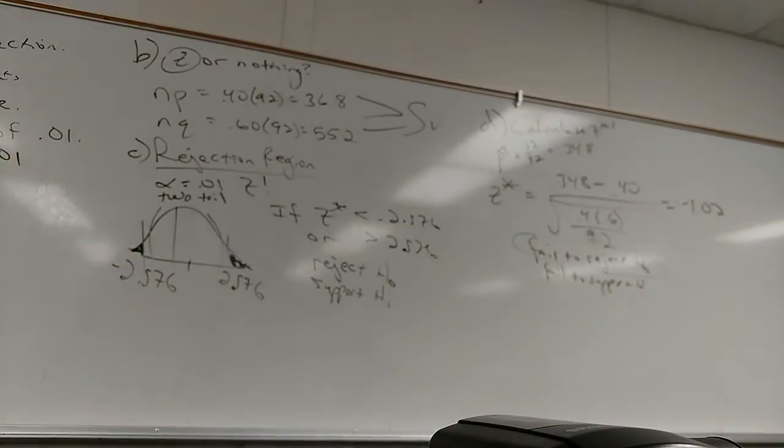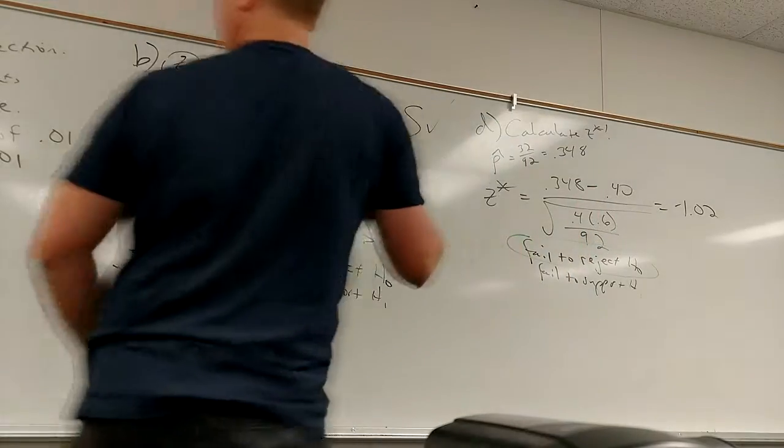So here's what the statement would look like. Oh, I've run out of room. Let me put it over there. So step E would be: we have not found sufficient evidence to reject the claim that 40% of Gross Mont students will vote in the next general election.